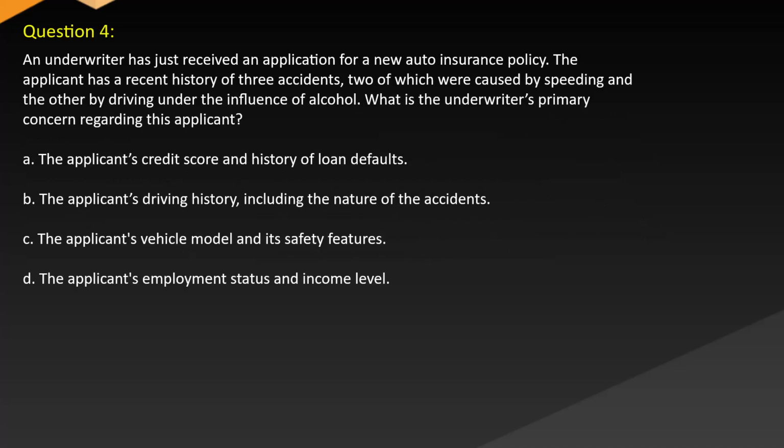Question 4. An underwriter has just received an application for a new auto insurance policy. The applicant has a recent history of 3 accidents, 2 of which were caused by speeding and the other by driving under the influence of alcohol. What is the underwriter's primary concern regarding this applicant? A. The applicant's credit score and history of loan defaults. B. The applicant's driving history, including the nature of the accidents. C. The applicant's vehicle model and its safety features. D. The applicant's employment status and income level.